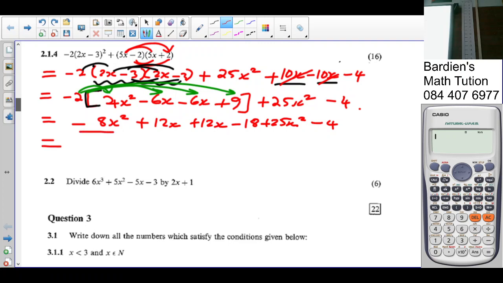Like terms. Negative 8x squared, 25x squared. 12x, 12x. Negative 18, negative 4. Not so? Which gives us negative 8x squared plus 25x squared, 17x squared. What is 12x plus 12x? Minus 18 minus 4.